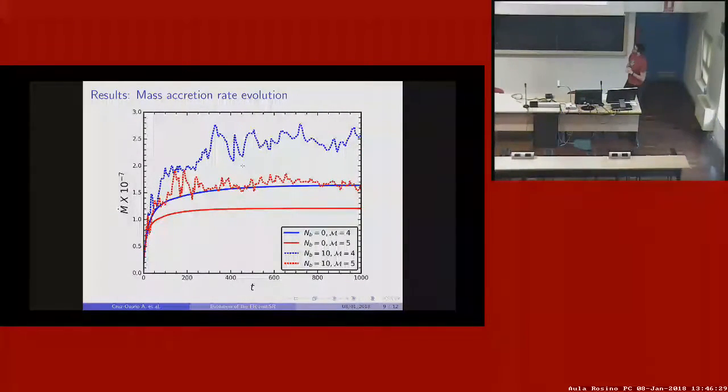Now I show you the mass accretion rate evolution for simulation without obstacles, the solid line, with 10 obstacles, the dashed lines, and the red line represents the simulation with Mach number 5 and blue with Mach number 4. If we consider the solid red line, we can notice that increasing the number of obstacles from 0 to 10 has the same effect as decreasing the Mach number from 5 to 4.